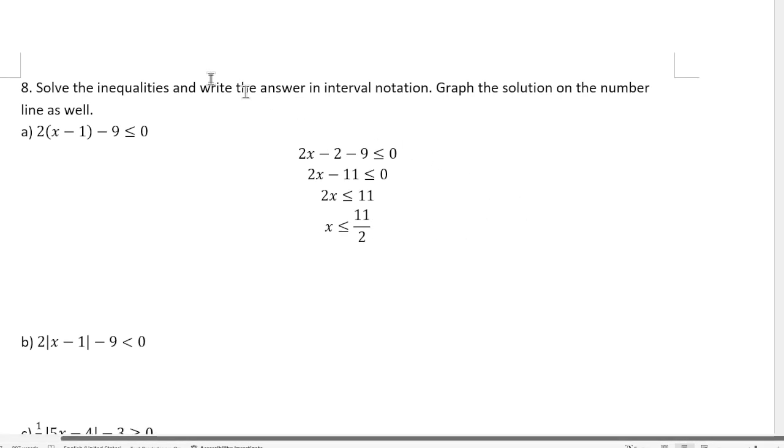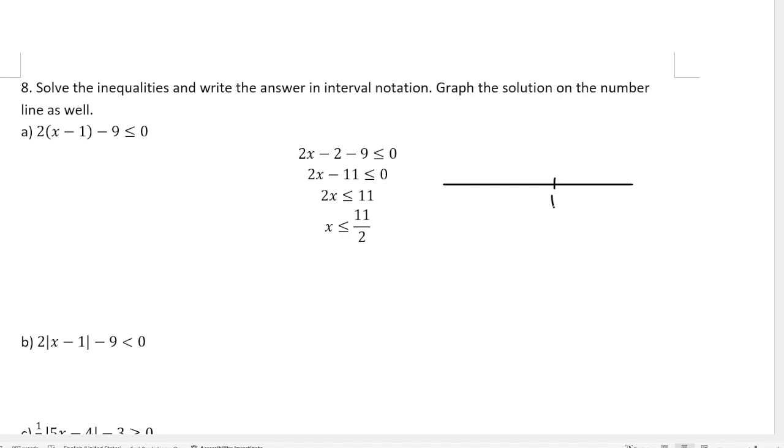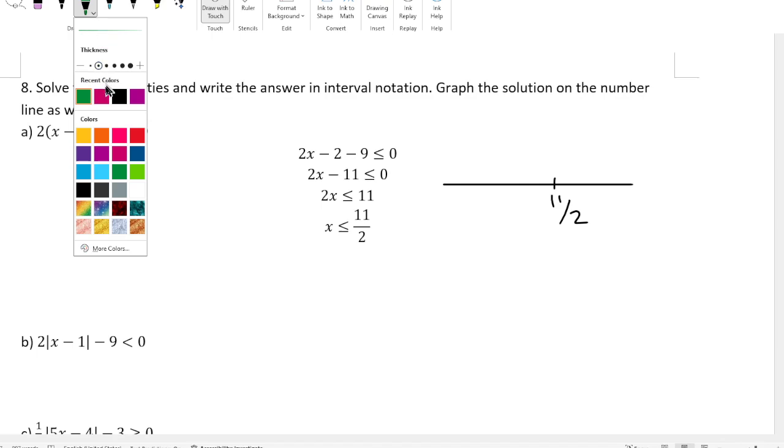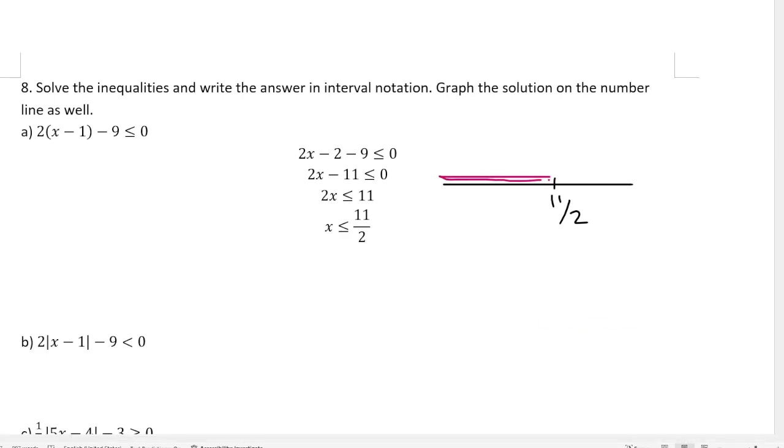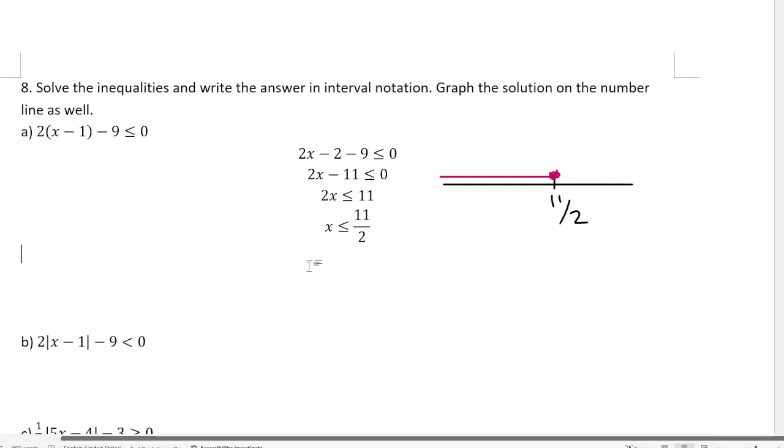Now, if you want to draw this on the number line, here's the number line, and then you have 11 over 2, and the value of x is before 11 over 2, including 11 over 2. So the correct way you should draw it is everything before 11 over 2, and then it includes this 11 over 2, so you have to circle this in, okay? Okay, so that's how you draw it.